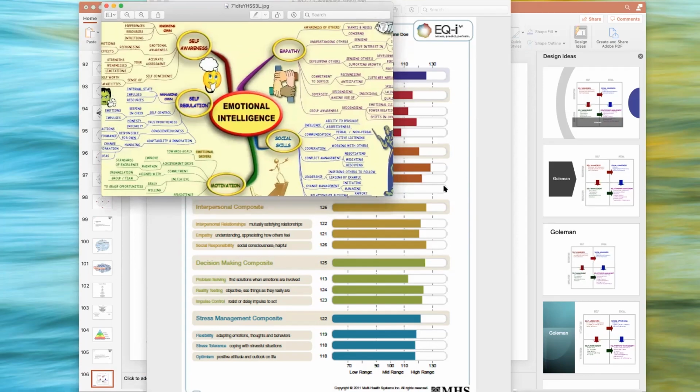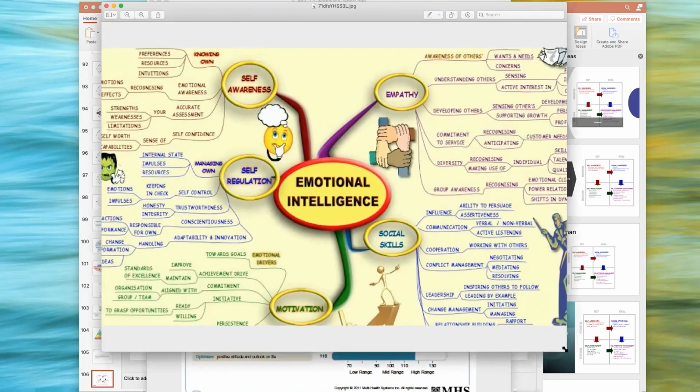Emotional intelligence. Now, I don't see any emotions. That's very interesting to me. How can emotional intelligence not make mention of emotions? But okay, so be it. I'll keep this one for later. Self-awareness, empathy, self-regulation, social skills, motivation. Yeah, those are the five.